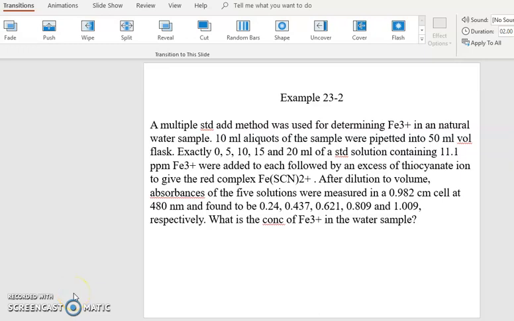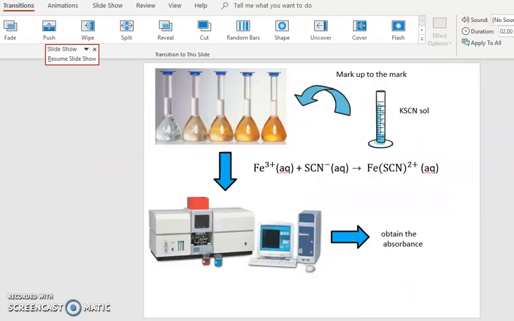Okay, today we will learn how we can determine the concentration of a target element that is present in a sample using the standard addition method. These are the examples that we will go through. In these examples, I will simplify this question into a diagram.